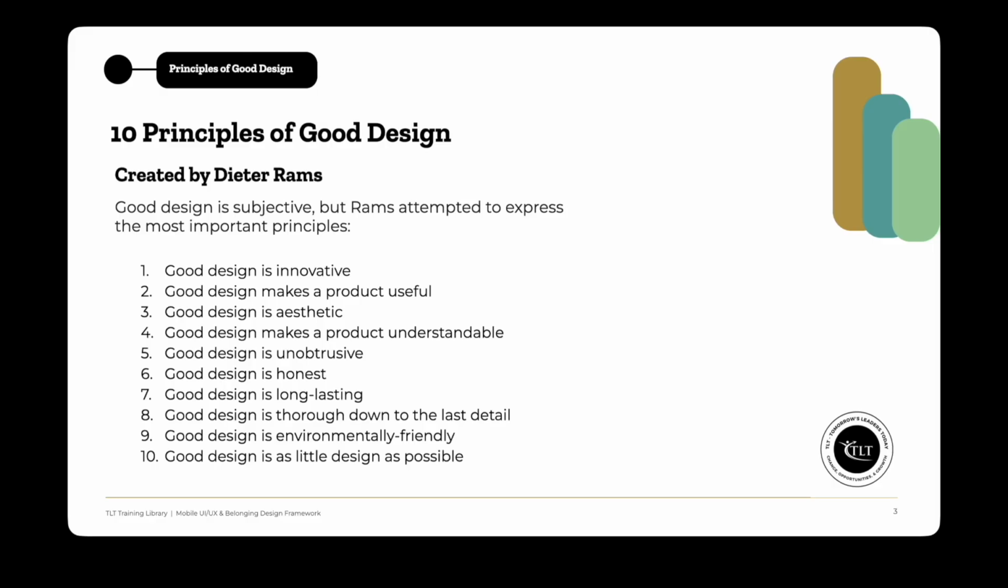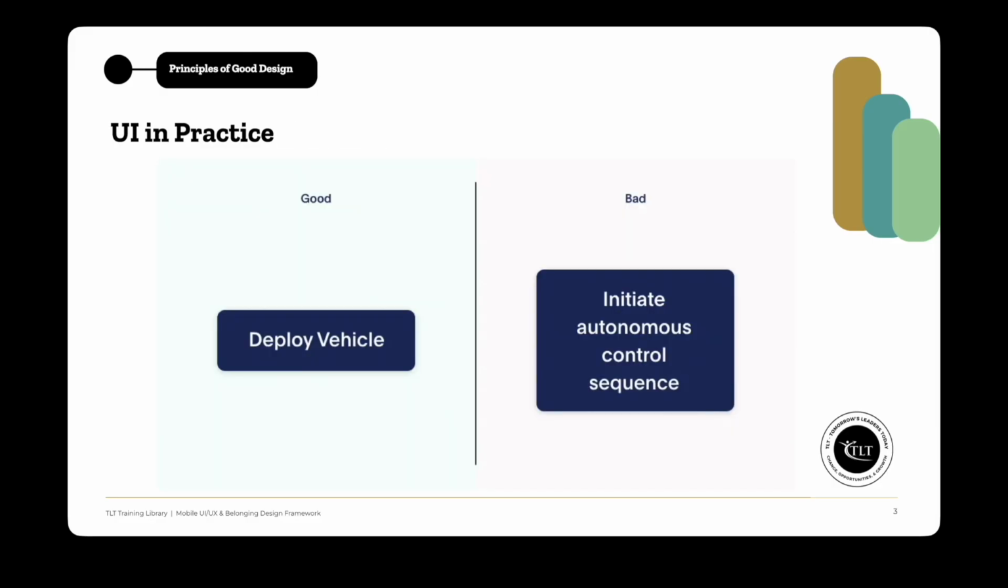They include: good design is innovative, it makes a product useful, it's aesthetic, it makes a product understandable, is unobtrusive, honest, long-lasting, thorough down to the last detail, environmentally friendly, and as little design as possible. Let's take a look at some examples in practice.